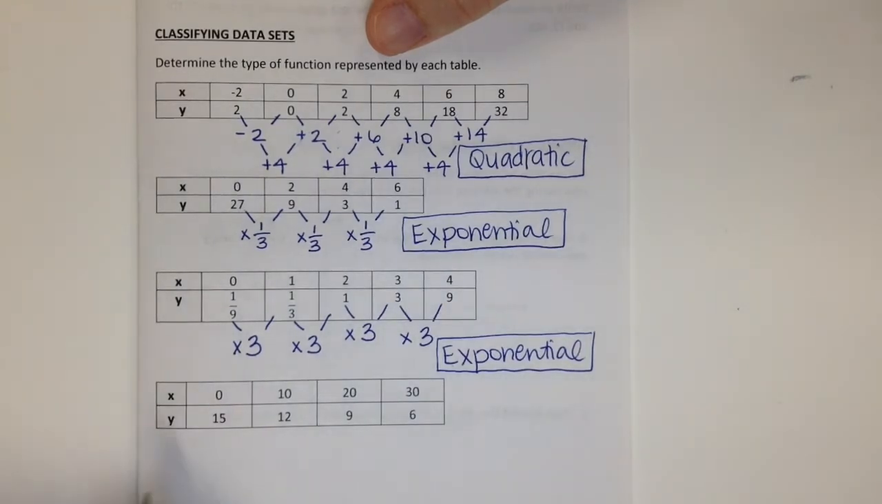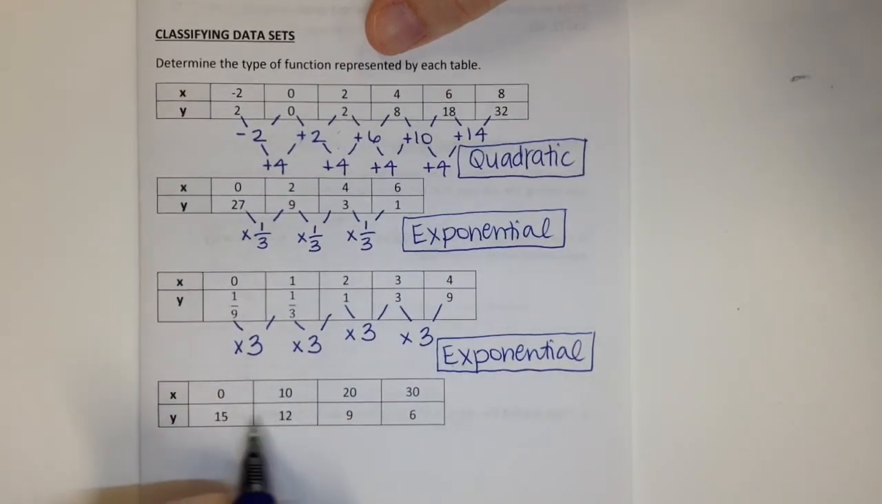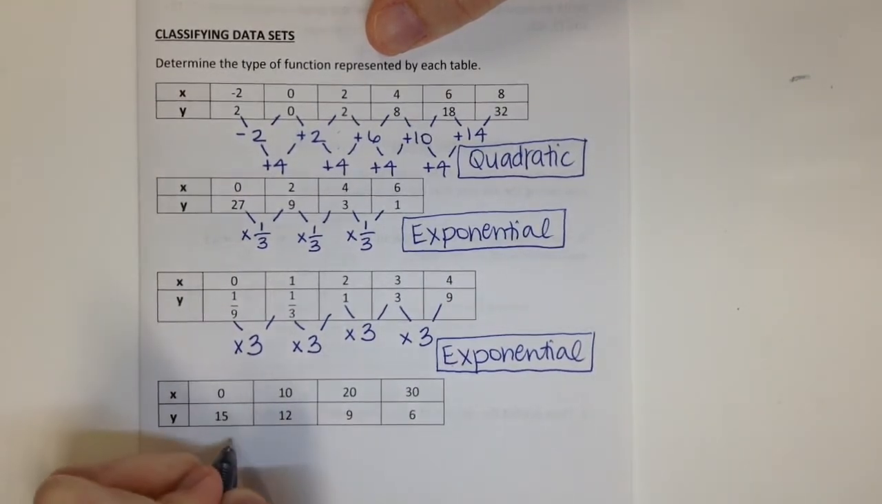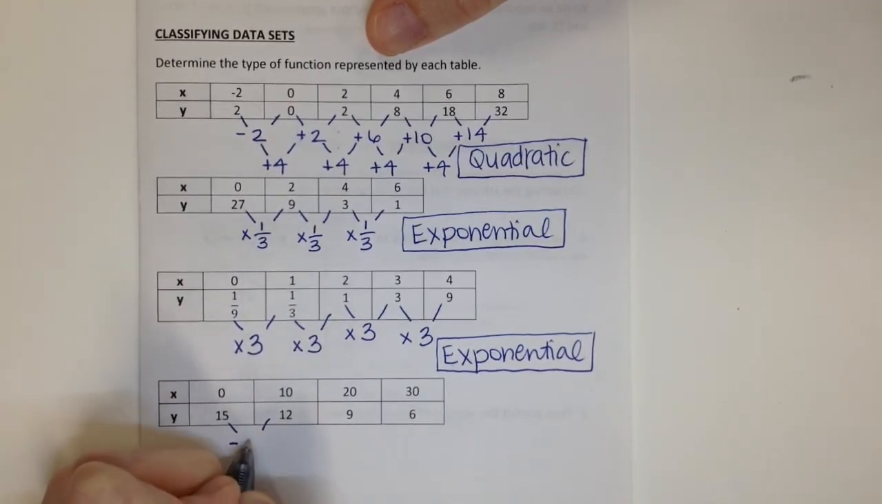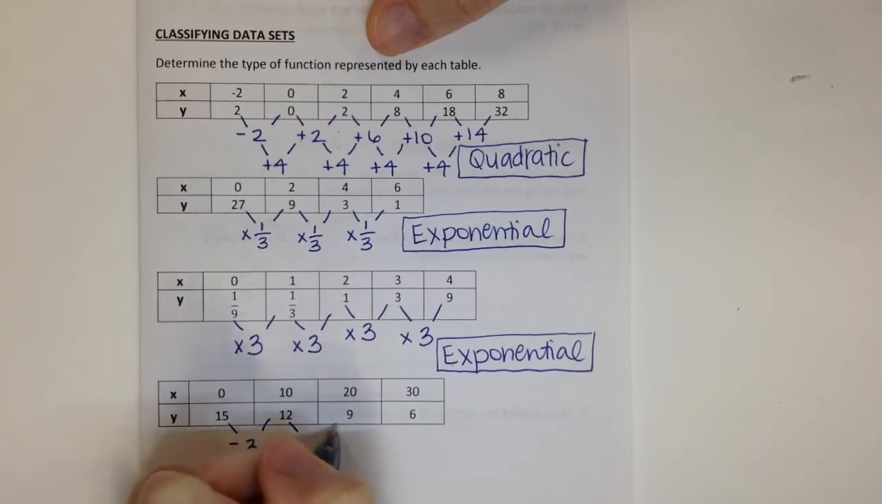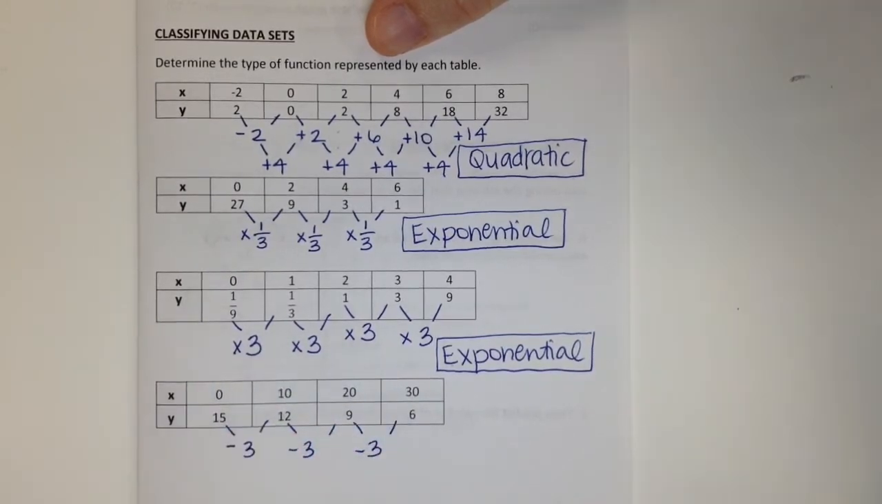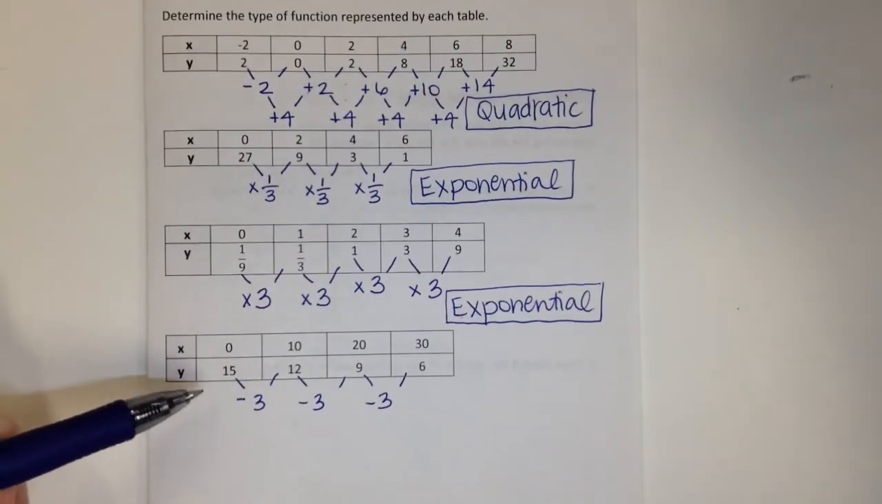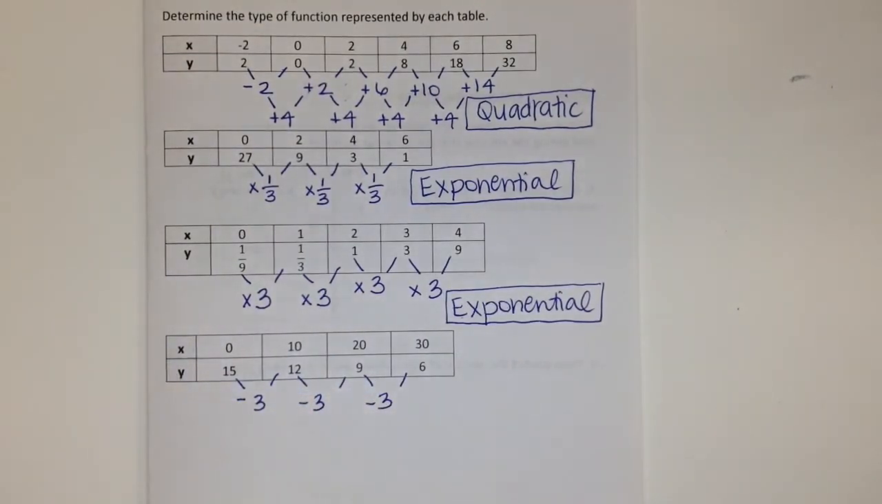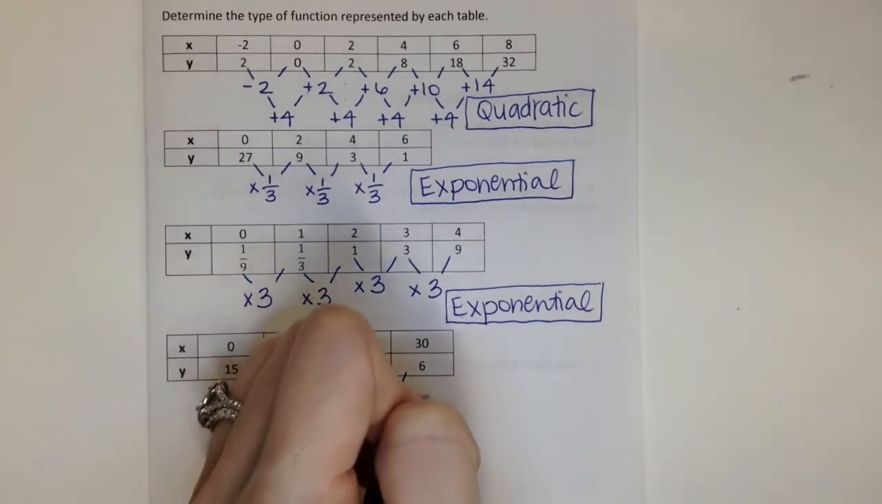Last one. If you look at your y's, each time we're only decreasing a little bit, so let's see if it works with subtracting or adding. So from 15 to 12, we subtract 3. From 12 to 9, we subtract 3. And from 9 to 6, we subtract 3. And since we got the same number all the way across the first time we counted, it's a common first difference, which means it's first degree, so it's linear.